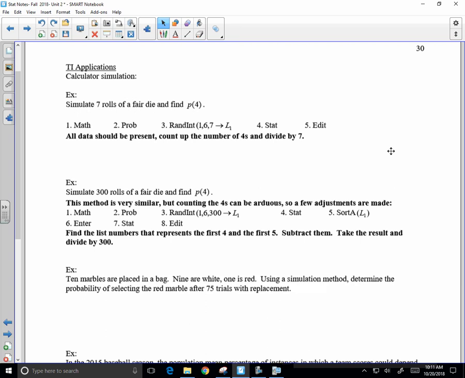And so we would need to collect that information using some unbiased approach. This is the beginnings of that. So we start with dice, and then we eventually graduate to the more complicated but more interesting situation. So we're going to simulate 7 rolls of a fair die, and then find the probability of getting a 4.